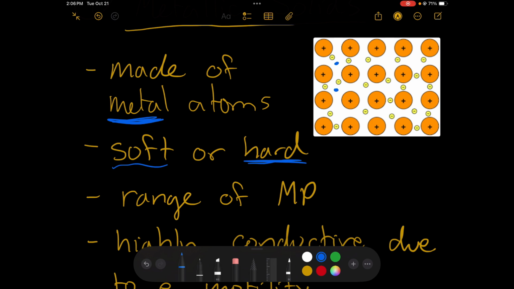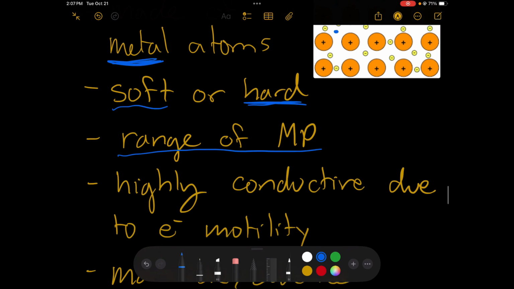As such, they also have a giant range of melting points, with a couple of metals actually existing in liquid state at room temperature, like mercury, or gallium, which has a melting point just above room temperature, versus things like iron or zinc or silver. You have to pump them full of heat before they have any chance of melting.